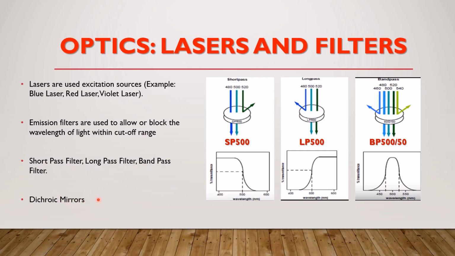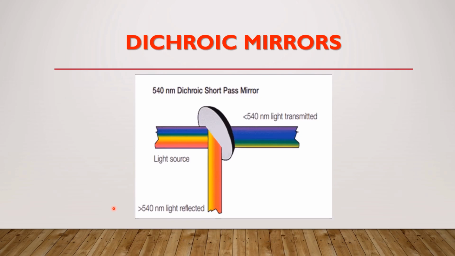There are also dichroic mirrors which are used to reflect some of the light and transmit the rest of the light. So these mirrors are also important in flow cytometry. The dichroic mirrors reflect the light at 90 degrees. They are placed at a 45-degree angle, so that the incoming light is reflected at 90 degrees, and the rest of it is transmitted. For example, this is a 540 nanometer dichroic short pass mirror.